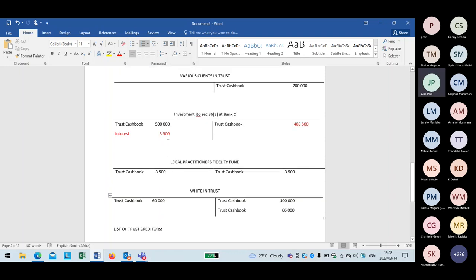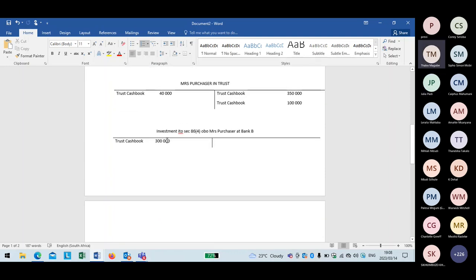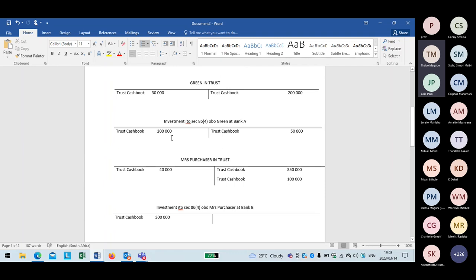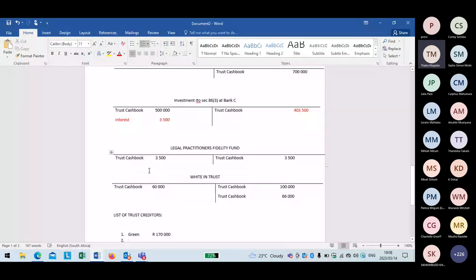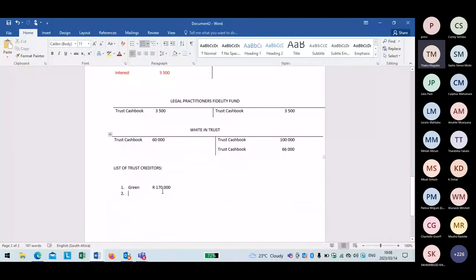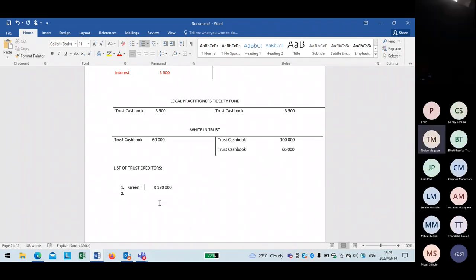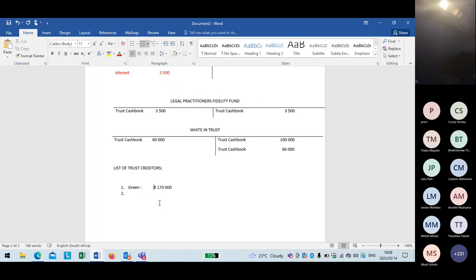Yes. Got investment in bank A. There is 150,000 there. Do you see it? Yes. Right. So it means Green in Trust has, if we were to split it, or give a full account in respect of Green, we would say the total that Green has is 170.